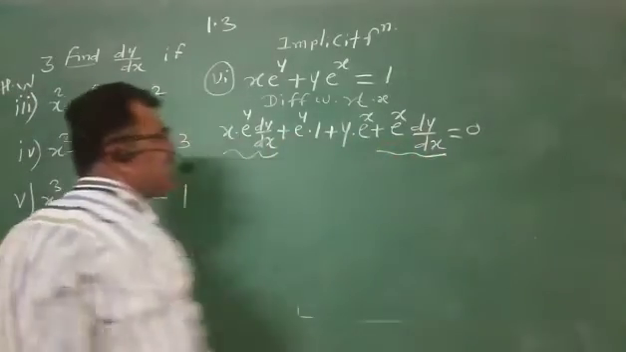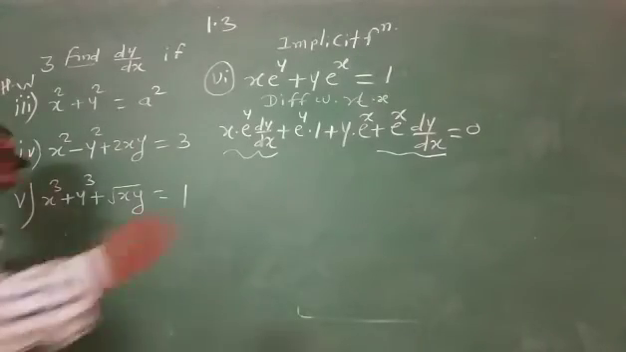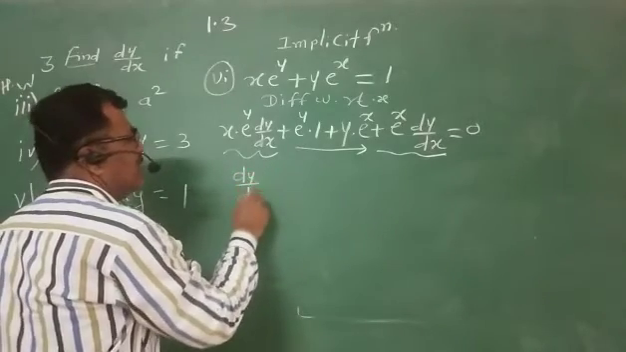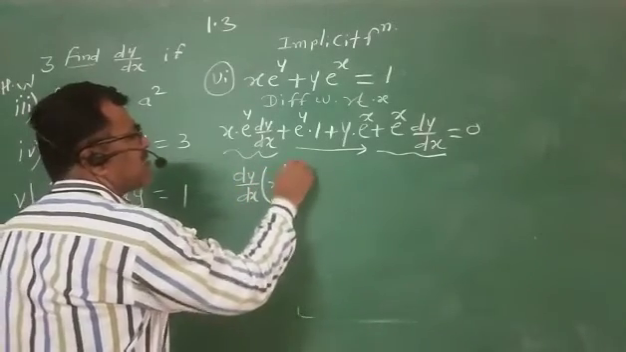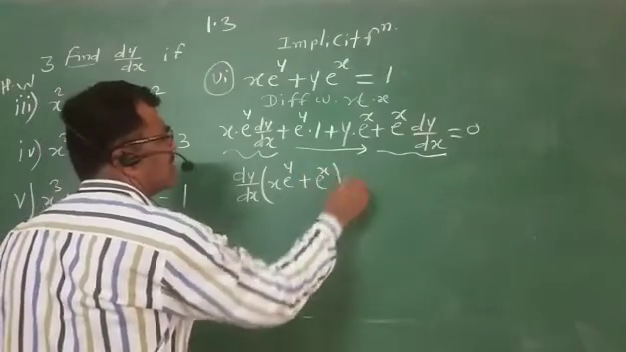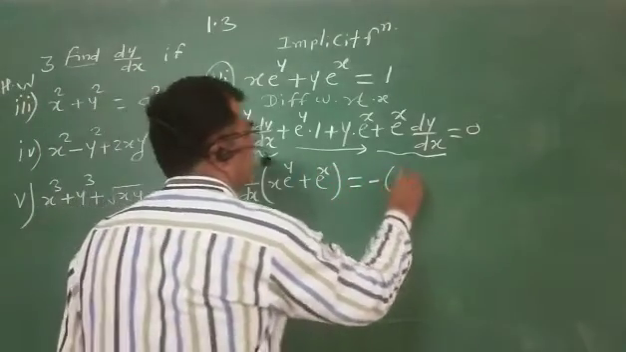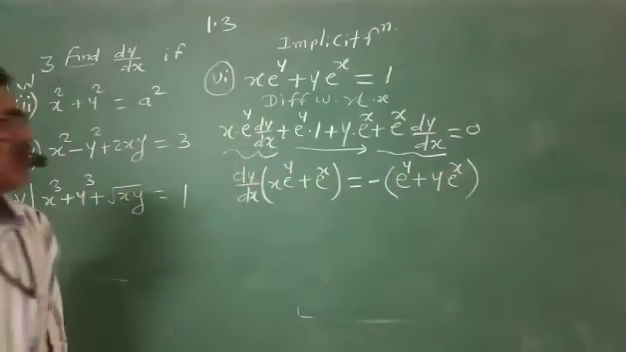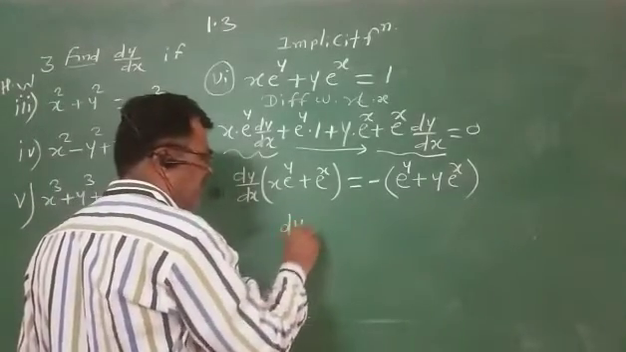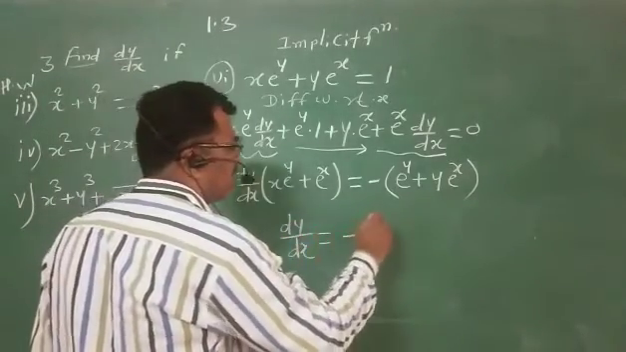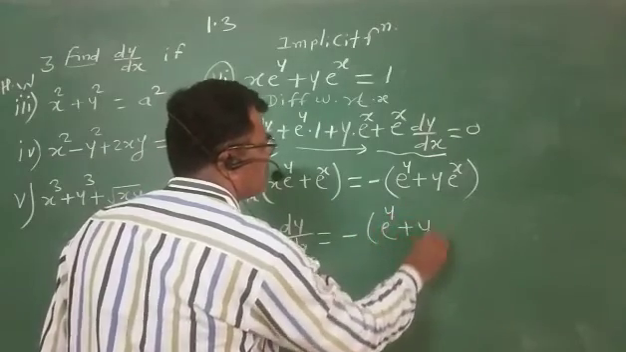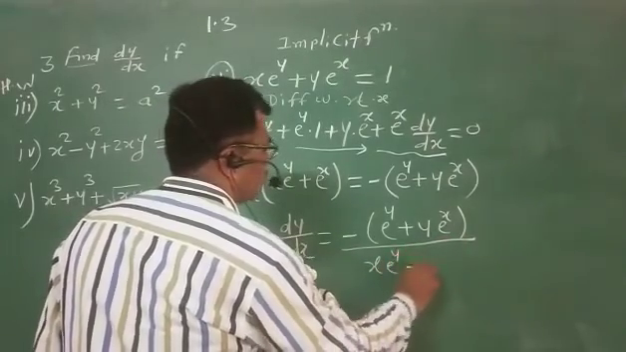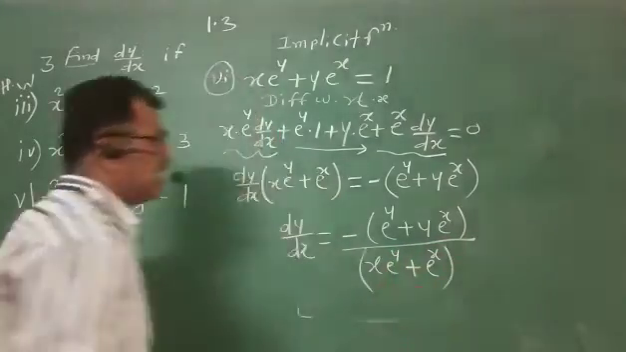Now, dy by dx on one side and the remaining terms on the other side. After taking it common, dy by dx into x e raised to y plus e raised to x equals minus bracket e raised to y plus y e raised to x. Now dy by dx equals minus bracket e raised to y plus y e raised to x upon x e raised to y plus e raised to x.